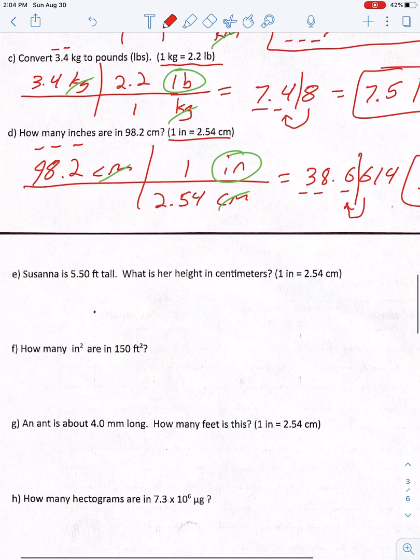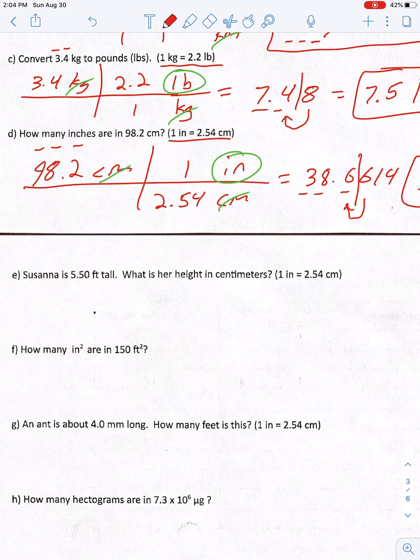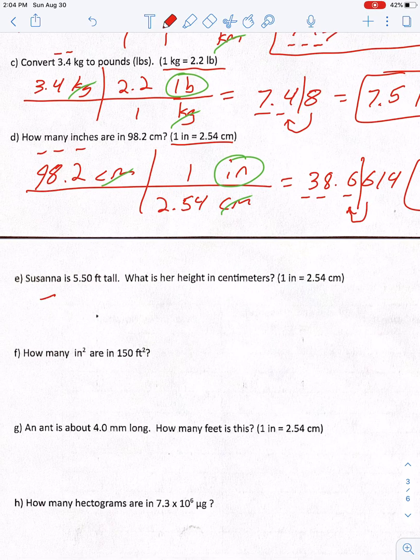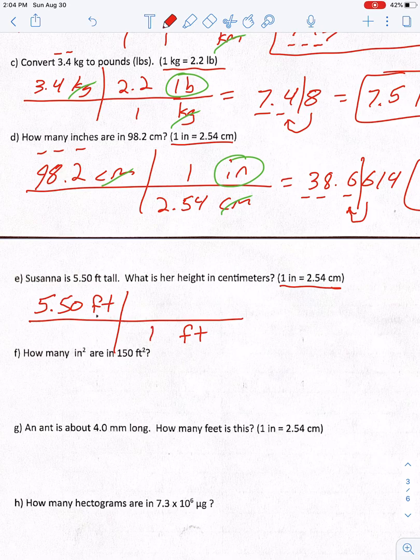Okay, Susanna is 5.50 feet tall. What's her height in centimeters? Okay, first thing, 5.50 feet. Always start with what you're given. My next step is feet definitely have to be on bottom, and I'm trying to get to centimeters. They gave me inches to centimeters. They don't have feet to centimeters. So I need to get to inches first. So this is going to be a multi-step. I know 1 foot equals 12 inches.